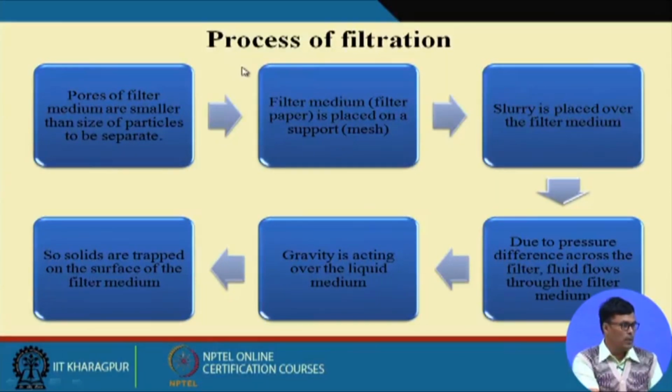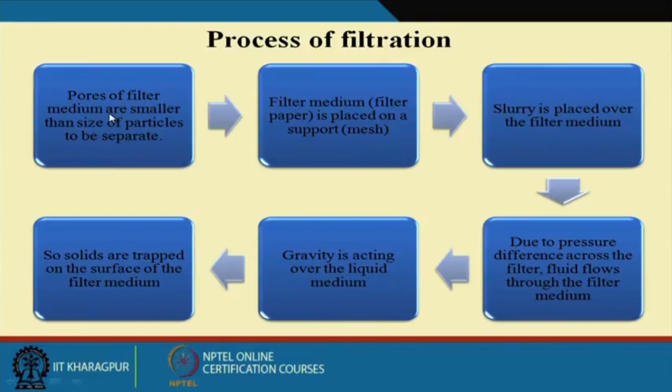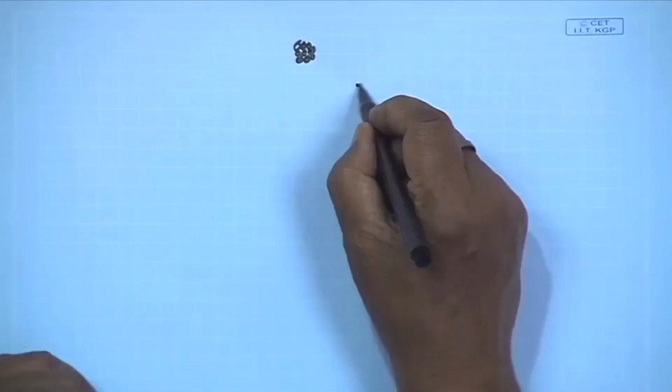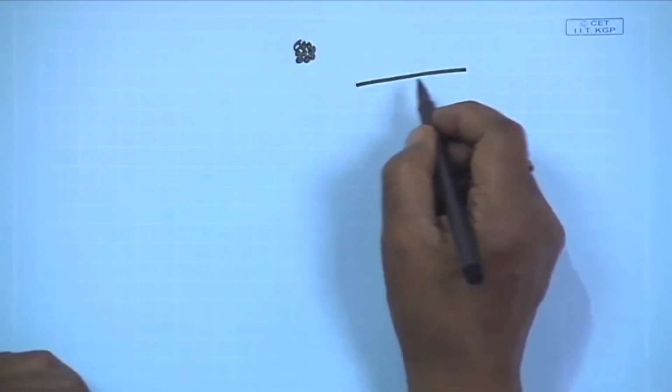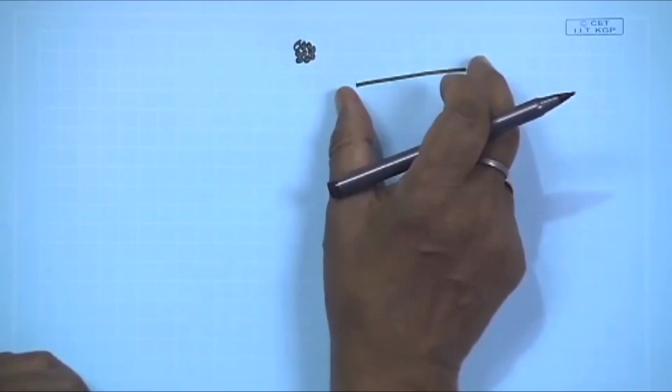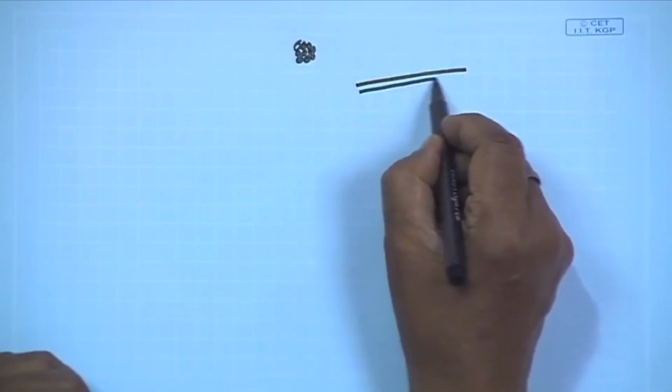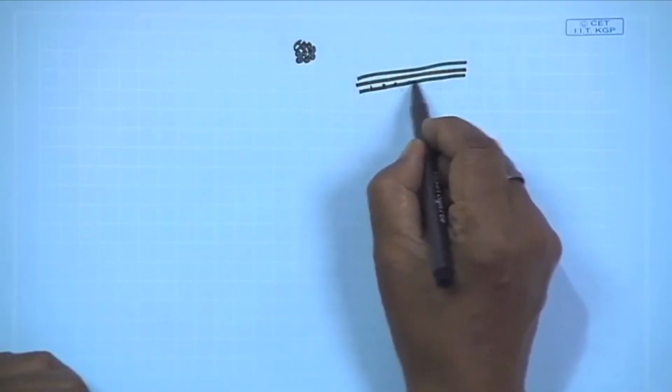Now the process of filtration is this: the pores of the filter media are smaller than the size of the particle to be separated. Obviously, I told you that if the size of the particle to be separated is 1 micron, the pore size would be a little bit lower than that. The filter media or media paper is placed on a support mesh, because this is very much required. We know that the membrane is a flexible material, so we cannot keep the flexible material as such. It should have a supporting disc, and this supporting disc should be perforated.